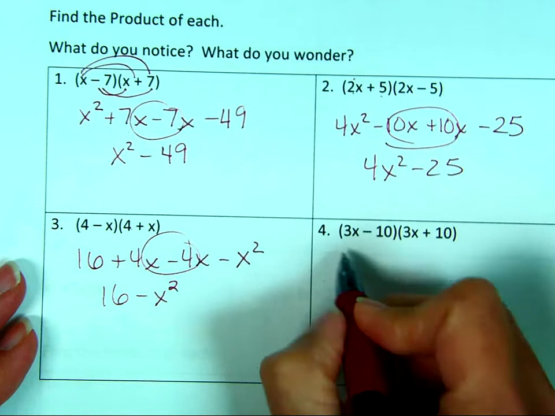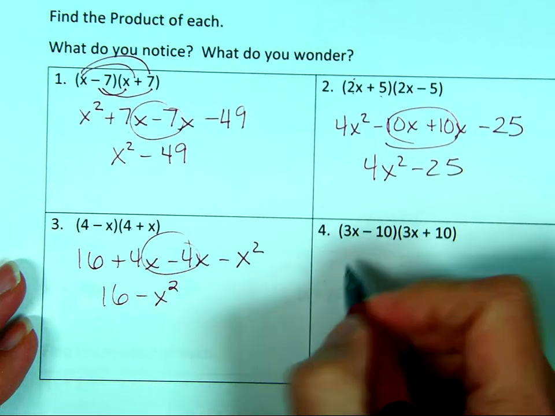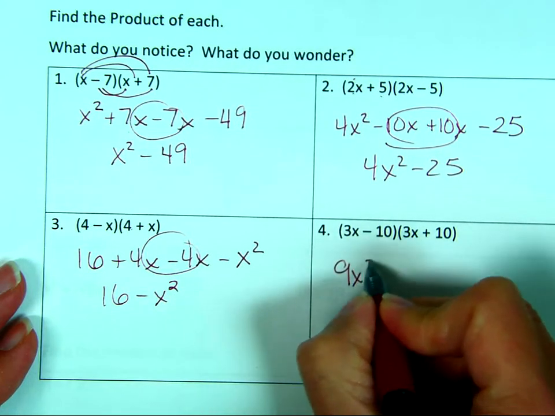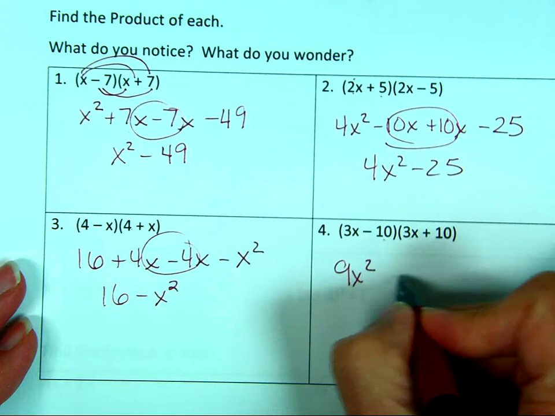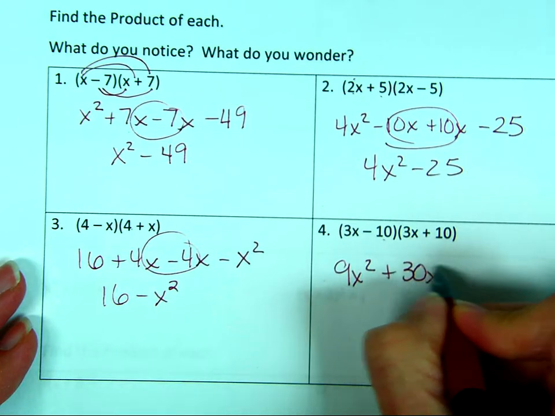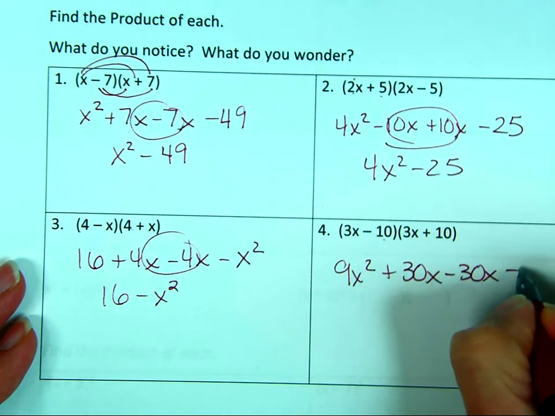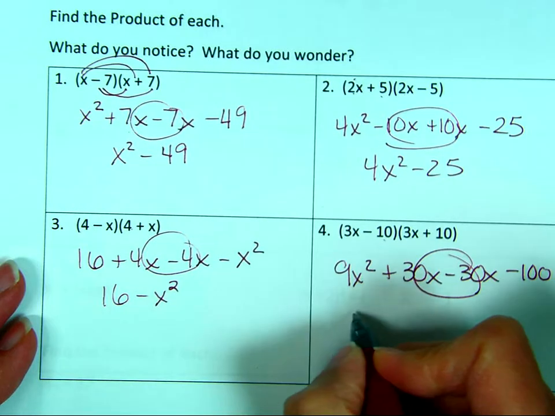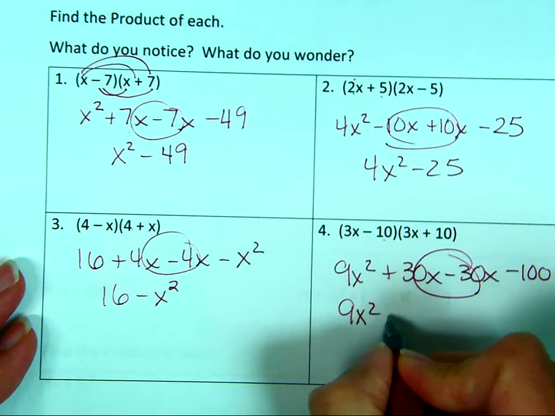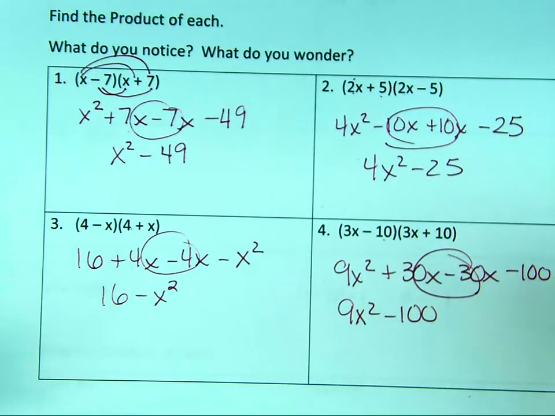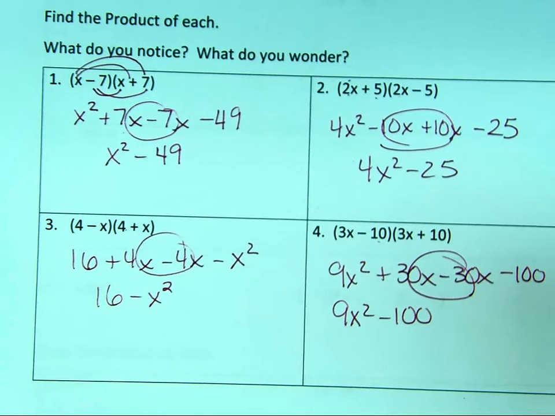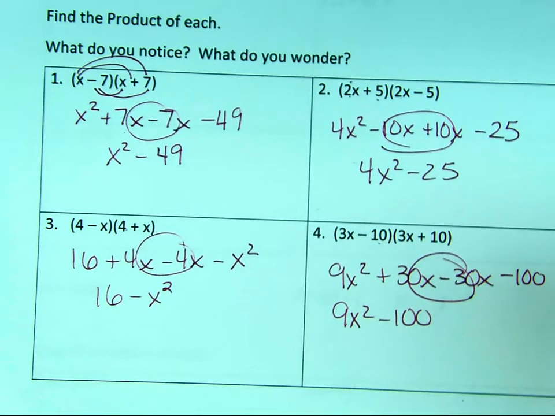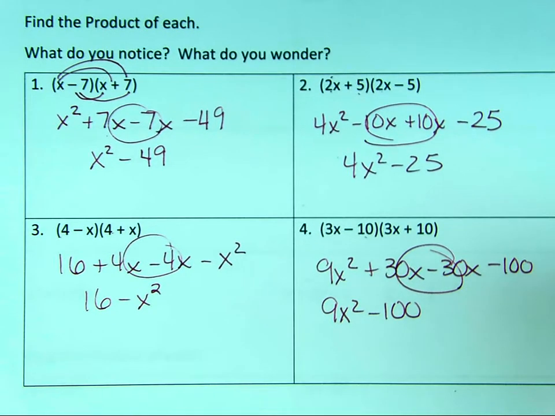And the last one before we notice and wonder, 3x times 3x is 9x squared. Then I get a 30x and a negative 30x, and then a minus 100. Big 0 there because 30x minus 30x is 0. 9x squared minus 100. So now I want you to just look at what we started with, look at our answers, and see if you notice or wonder anything.